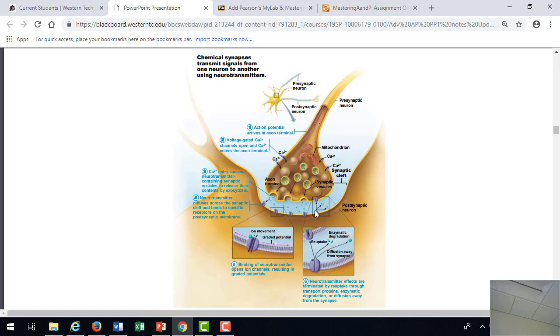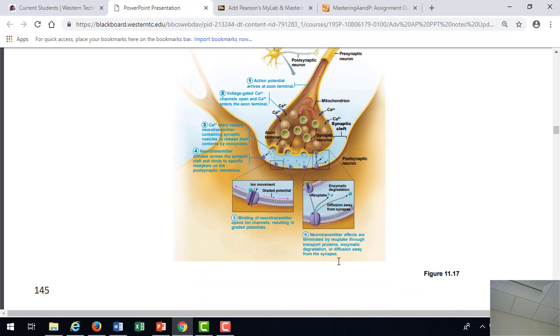Enzymes stop the stimulation of the postsynaptic membrane. So in some cases, part of it goes back up into the presynaptic neuron to be used again, and some diffuses away. It just depends on the neurotransmitter, how it's broken down. But you have to have an enzyme to stop this process of binding.